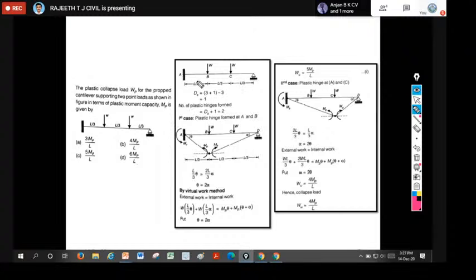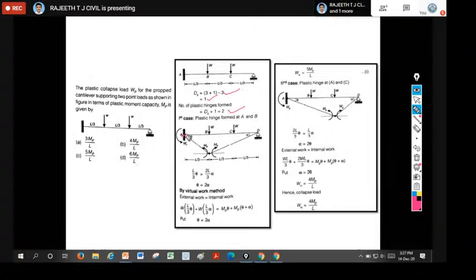First, you identify the possible locations of plastic hinges. We know that one will form at the fixed end, and we may also get a plastic hinge at a support. Therefore, if you go for the basic method, the degree of static indeterminacy is 1. The number of plastic hinges formed will be R plus 1, that is 2 formed at a time.